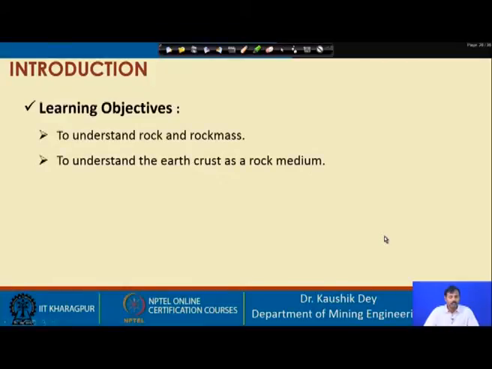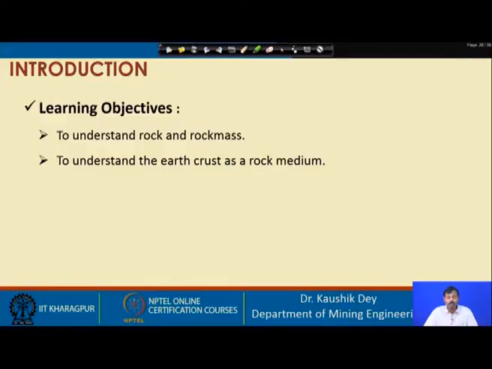So, what is our learning objective of this lecture? Our learning objective is that we should understand what is rock and what is rock mass, and we should understand what is earth crust as the rock medium. So, basically this rock is a natural substance, naturally occurring in the earth crust, and we are trying to excavate this for our mining purpose, for our excavation purpose, using the drilling and blasting technology.